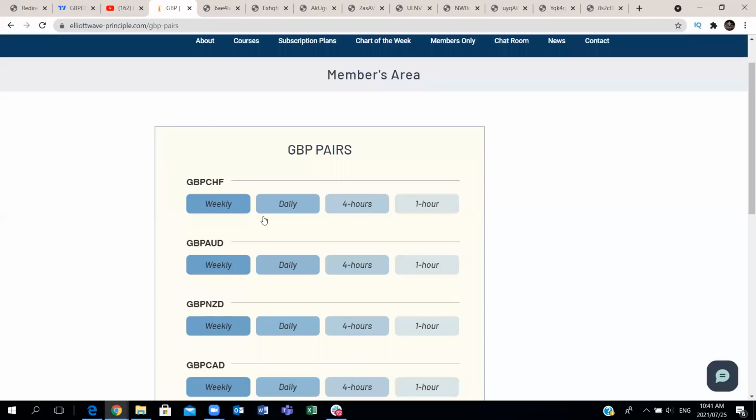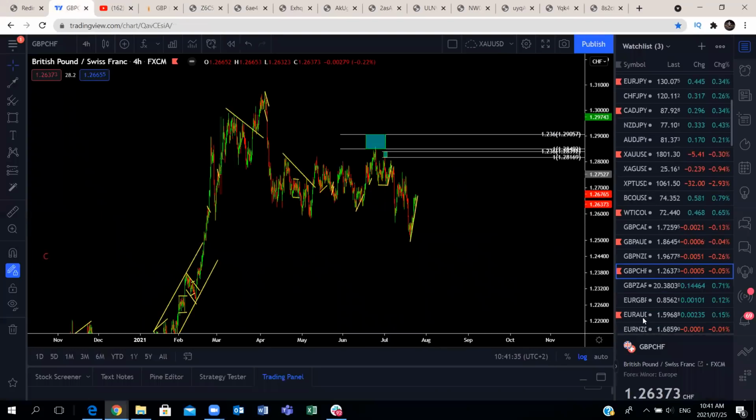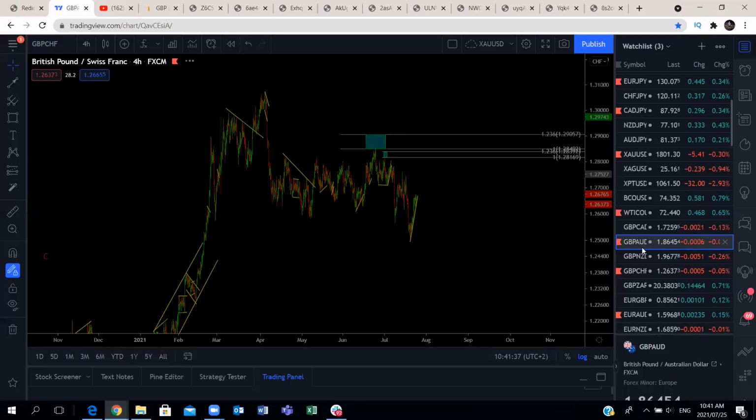Let's look at pound New Zealand. So pound New Zealand, simply because pound AUD is still pushing to the upside, we're expecting this to continue to the upside before any reversal. So let's go to pound New Zealand so you can see that. So you've seen pound AUD is going up.